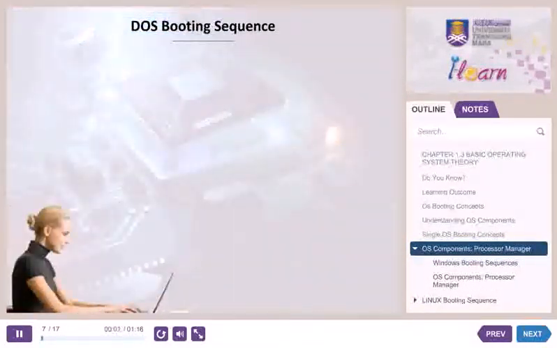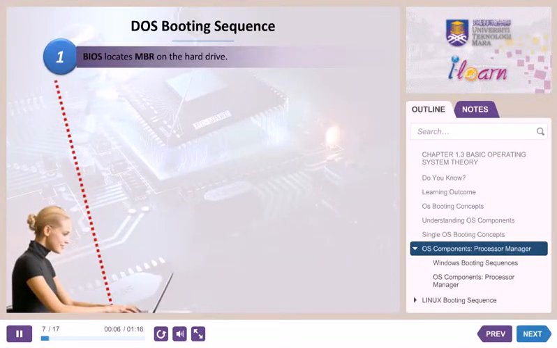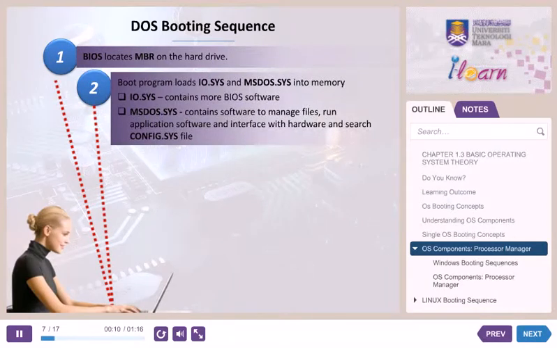OS components, processor manager. BIOS locates the MBR on the hard drive. The boot program loads IO.sys and MS-DOS.sys into memory. IO.sys contains more BIOS software. MS-DOS.sys contains software to manage files, run application software and interface with hardware, and it searches for the config.sys file.